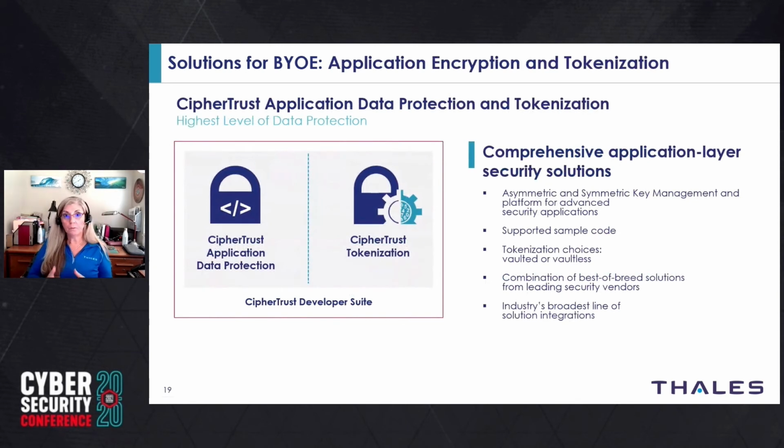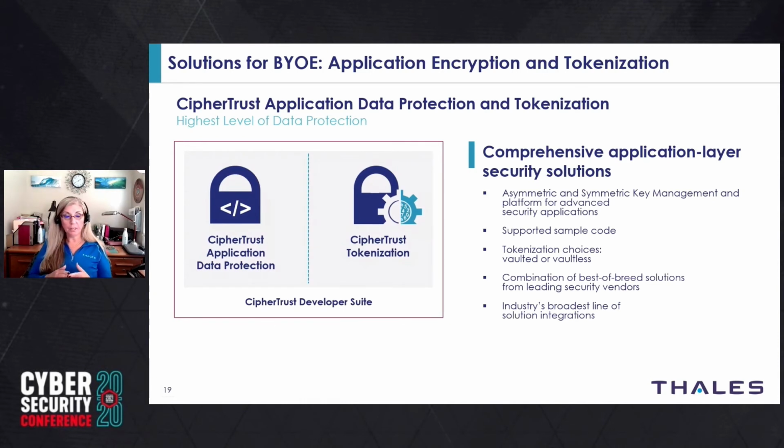The other way we can bring your own encryption is through leveraging our application encryption and/or tokenization. We can do that through the CipherTrust Application Data Protection and Tokenization product, where you can embed our APIs into your application so that the data gets encrypted at the point of entry. We support .NET, Java, C, C++, and also REST APIs to be able to do that.